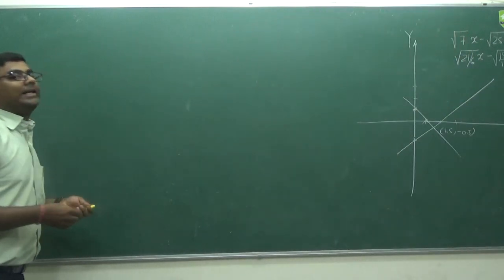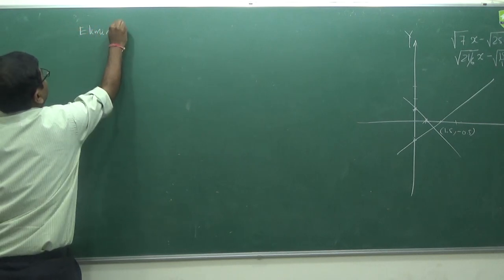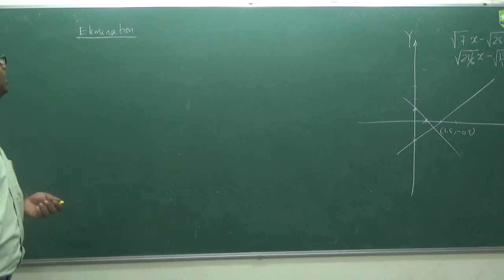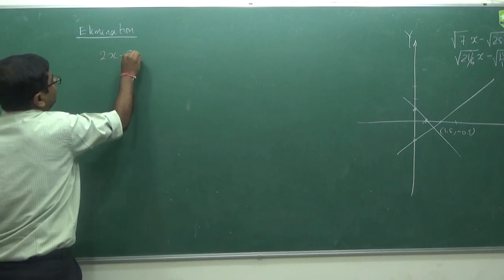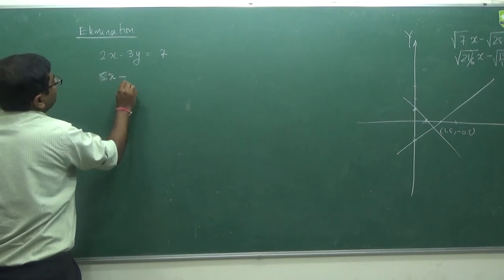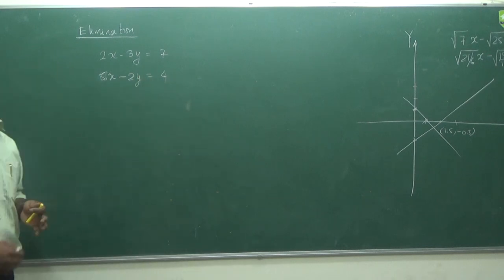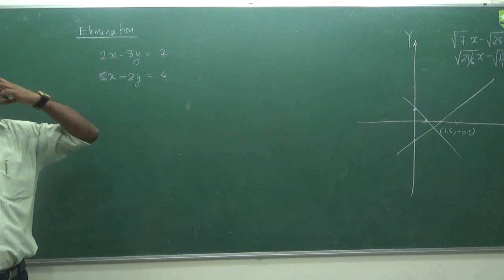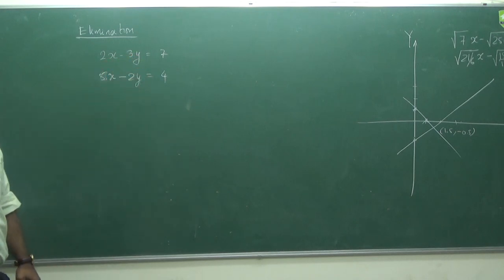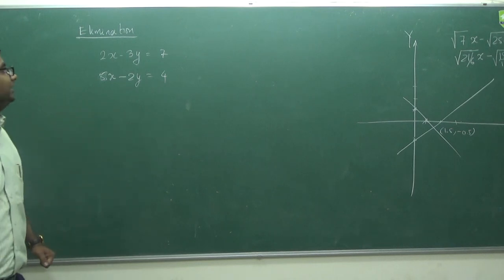So next set of equations, now I'm talking about elimination. What is elimination? You eliminate one of the variables. How do I do it? Let us say we have 2x minus 3y equals 7 and 5x minus 2y equals 4. Eliminate means I have to eliminate one of the variables. Choose any variable. You want to eliminate y? Because you multiply it with a smaller number, so it's not hard to calculate.